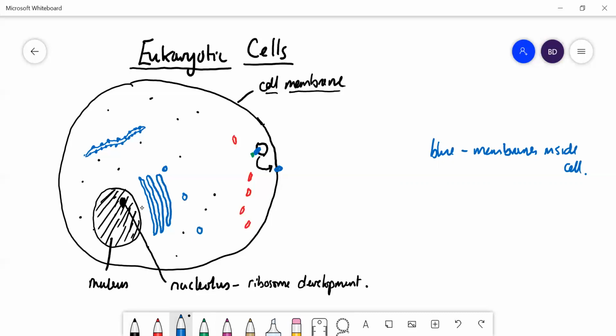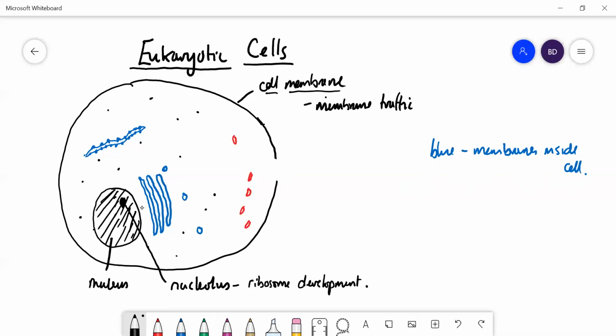So we can see that the cell membrane is in a continual state of flux. It's called membrane traffic. There are proteins being moved towards the membrane from the inside of the cell, and proteins being moved away from the membrane to the inside of the cell. It's in a continual state of flux, and so the cell membrane will never be the same from one hour to the next.